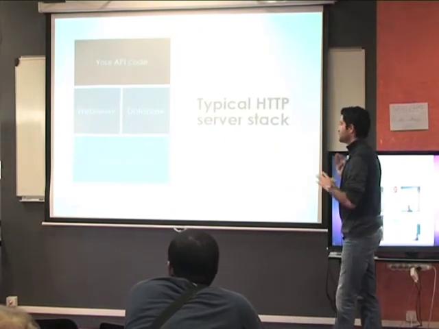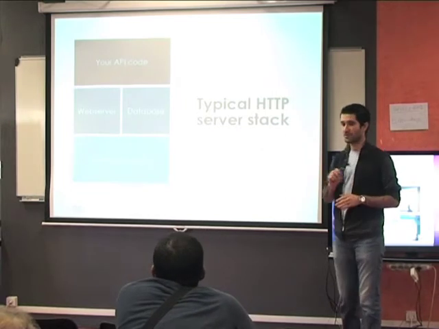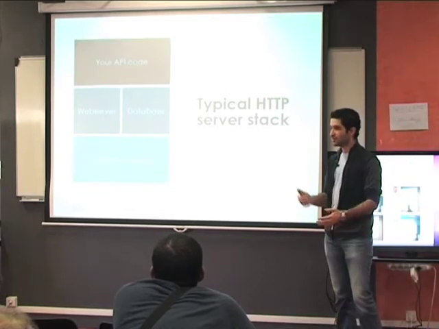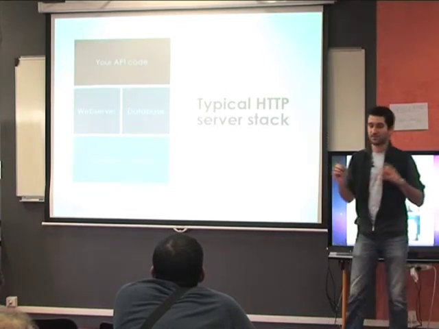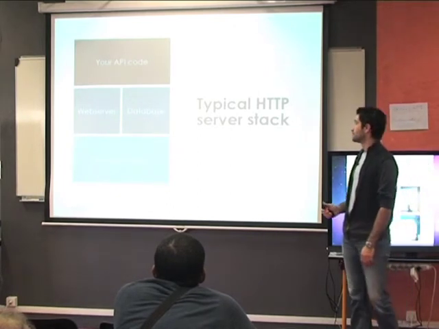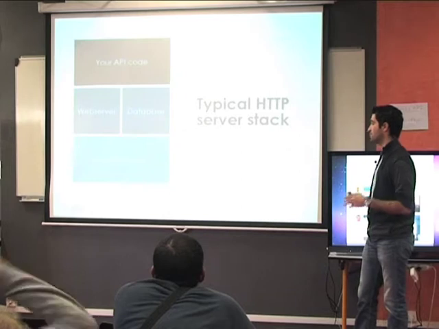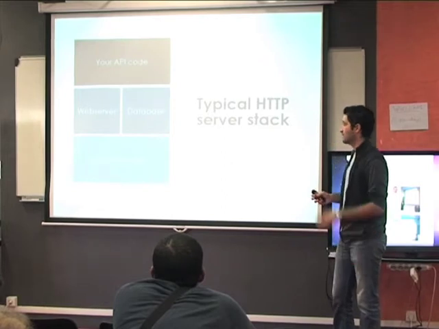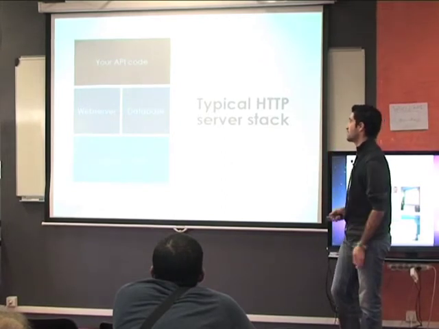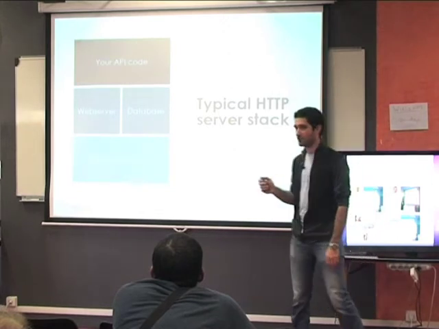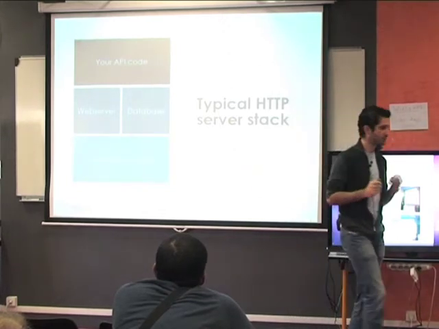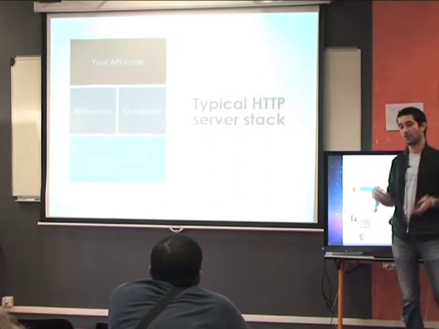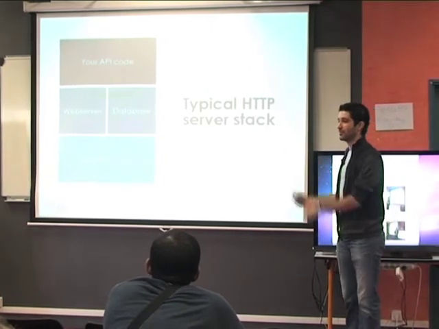OK, so here is the server side of things. I'm pretty sure everyone here knows about this. It's a very large picture. But some people who are really mobile-oriented don't know so much about the back-end stuff. So here is a typical HTTP server stack. You have an underlying operating system, a Unix probably, a web server, a database engine, and your API code. If you're from a mobile background, you don't have to host your code. You put it on an app store, and Google or Apple will handle it for you.